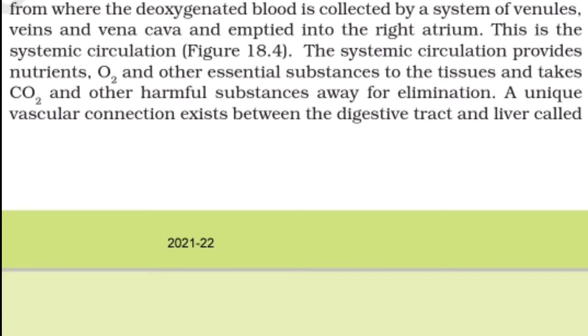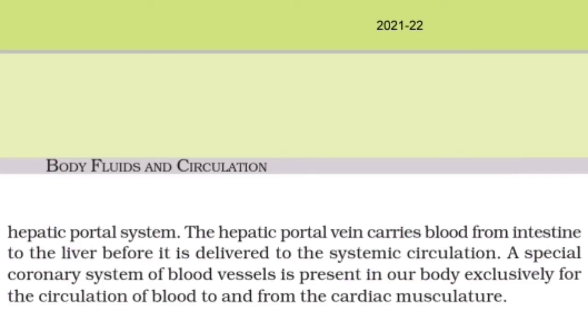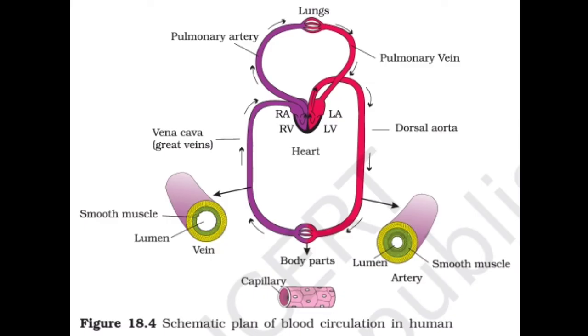A unique vascular connection exists between the digestive tract and liver called the hepatic portal system. The hepatic portal vein carries blood from the intestine to the liver before it is delivered to the systemic circulation. A special coronary system of blood vessels is present in our body exclusively for the circulation of blood to and from the cardiac musculature. Figure 18.4 Schematic plan of blood circulation in human.